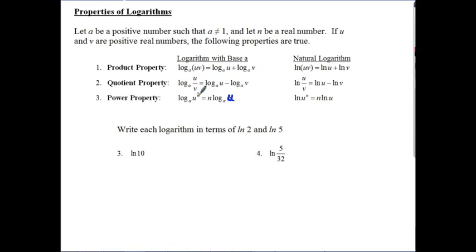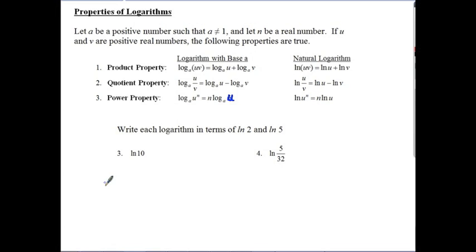But the exponent comes out in front. The n comes out in front right here. Okay? So the exponent comes out in front, and then it's just log base A of whatever that number is. And it works the exact same way if you have logs or natural logs. It's the exact same rules, and the exact same things happen to those things.